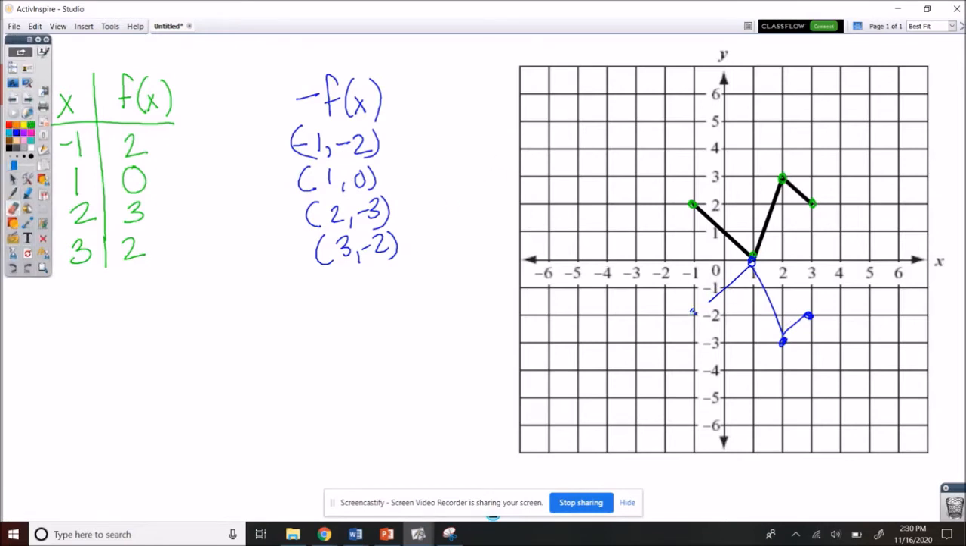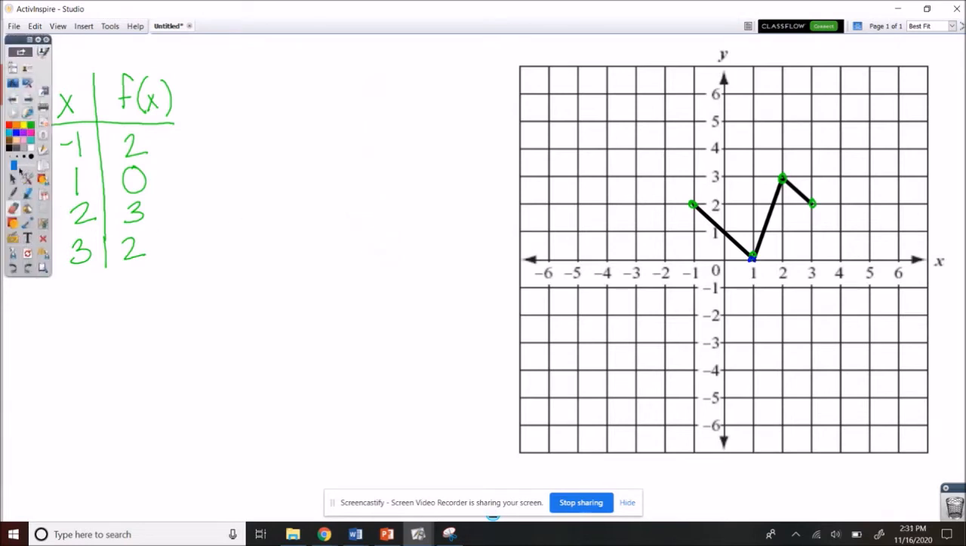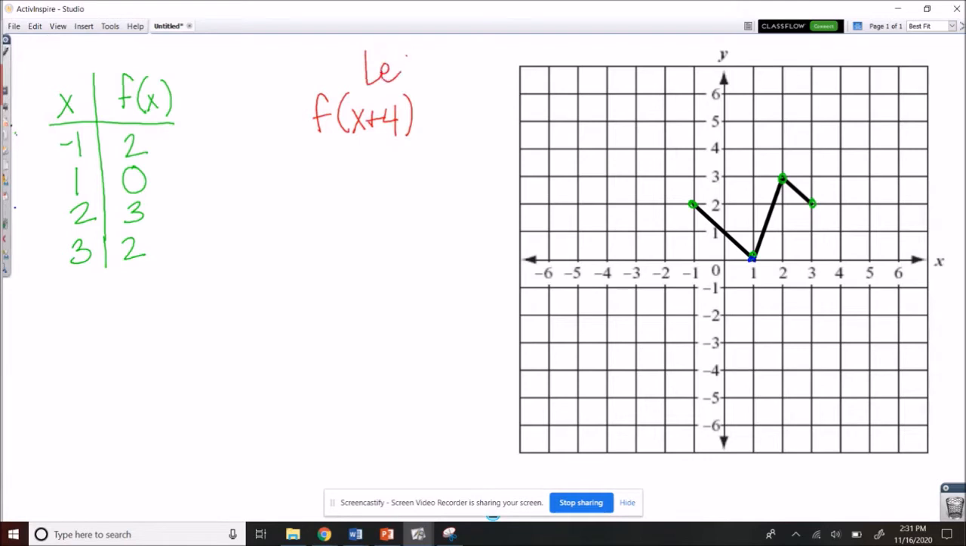So I'm going to erase this blue one so we only focus on one thing at a time. And the next thing we're going to talk about is a horizontal transformation. In a horizontal transformation, we are going to see movement left or right. And that is actually going to be the opposite of what we see written out in the transformation. So if I see f of x plus 4, this is actually a transformation left 4. So when it's on the inside, it's always the opposite.